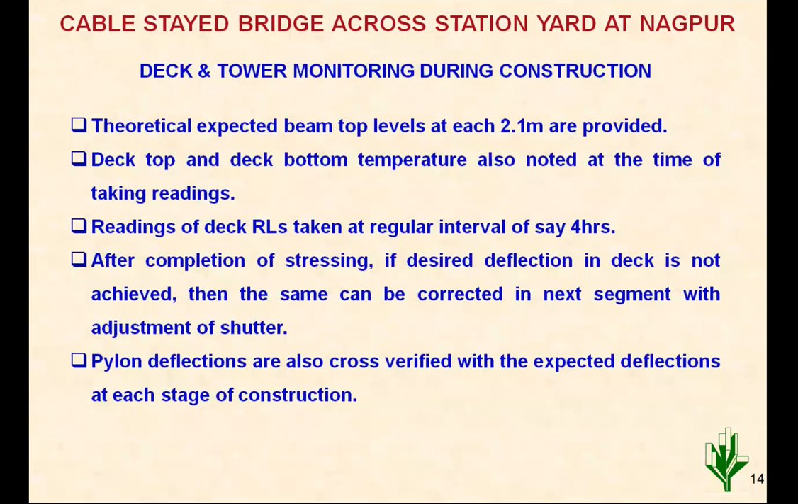Then the theoretical readings, whatever levels are given, are cross verified at site, and whatever differences there are, those are reported to the designer, and then the corrective action can be decided. The correction can be in the form of, say, additional force in a previously installed cable, or planning some extra camber in the next segment, or a mixture of both can be done. So based on the stress level and all, those decisions are made.